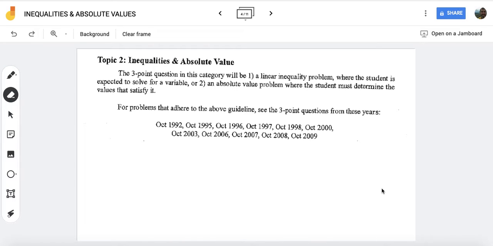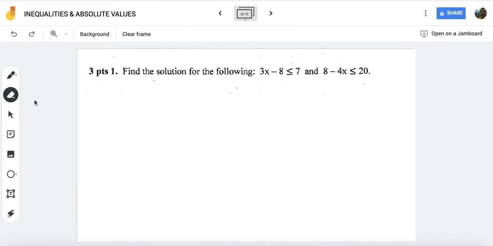Okay, math theme for meet number 1, category number 2 is inequalities and absolute value. The 3-point question could be either a linear inequality problem or an absolute value problem. So I've selected one of each for us to practice from 2016, 2017, I believe. Here is inequalities. It's a compound inequality.